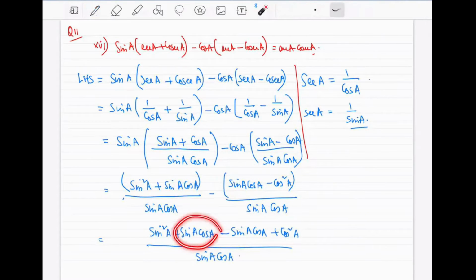Okay, look, these two are similar, isn't it? So one is plus, one is minus. What does that mean? That means I can cancel them out. What about the remaining portion? Sine square A and cos square A.